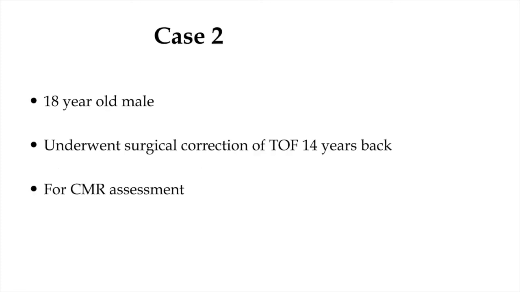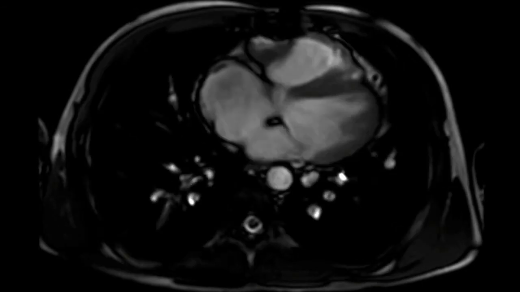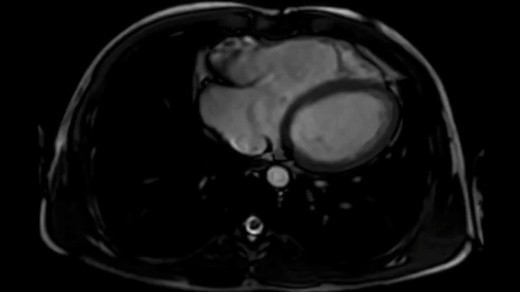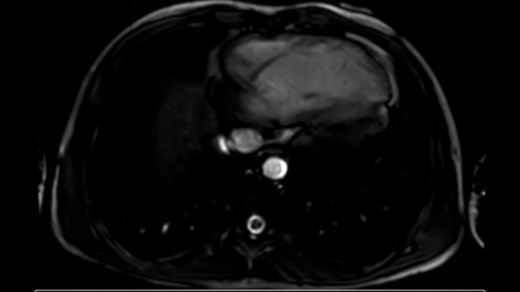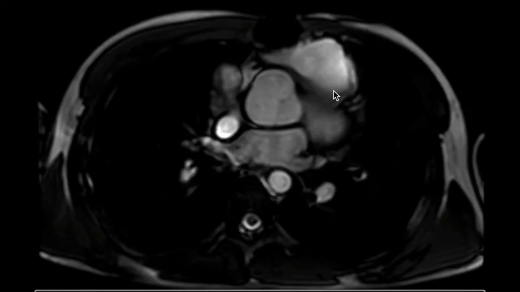Let us see one case. An 18-year-old male underwent surgical correction of TOF 14 years back and came for the cardiac MR assessment. Just follow the blood flow pattern and make sure that there is no other anomaly. The systemic venous drainage into the right atrium, pulmonary venous drainage into the left atrium, atrioventricular concordance, ventriculo-arterial concordance, with MPA arising from the right ventricle and aorta from the left ventricle.